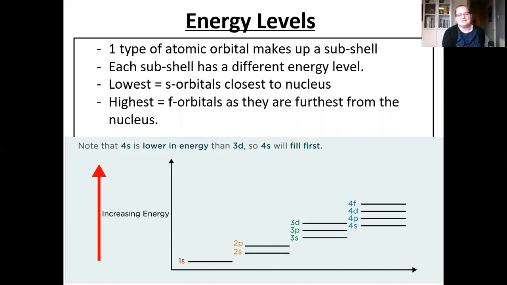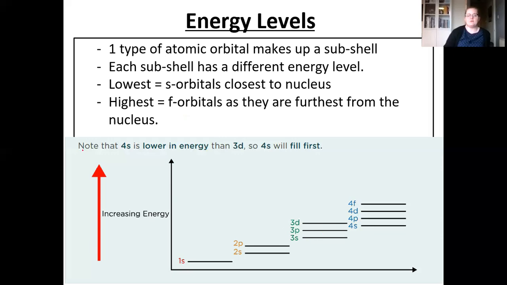Each subshell has a different energy level. Our lowest subshell, the one with the lowest energy, is always our s orbitals. So these are always going to be closest to the nucleus. Our highest will be our f orbitals, so they are furthest from the nucleus. In the first energy level, we have 1s. So we have our 1s subshell, and that's it. Then we go to our second energy level. So we have our 2s and 2p subshells, and that's it. Go to the third energy level, and we have our 3s, 3p, and 3d subshells, and that's it. Then we have our 4s, 4p, 4d, and 4f subshells.